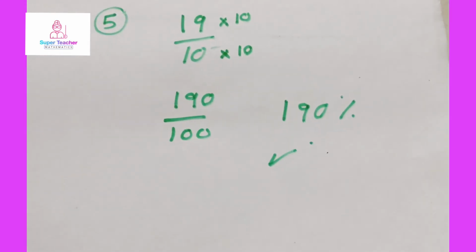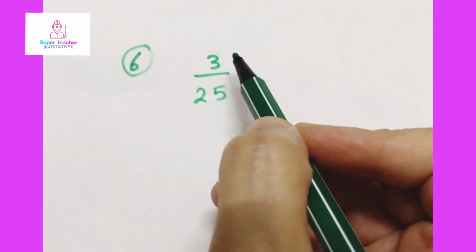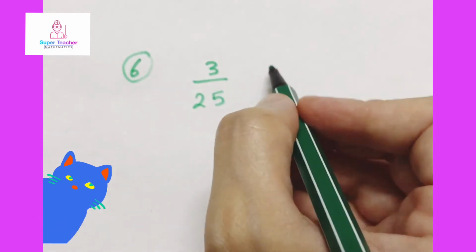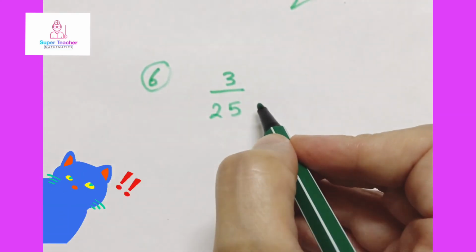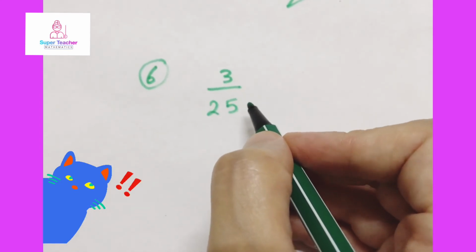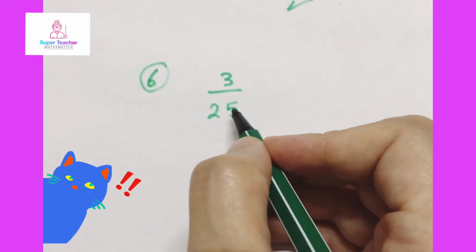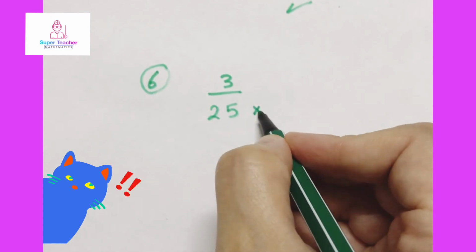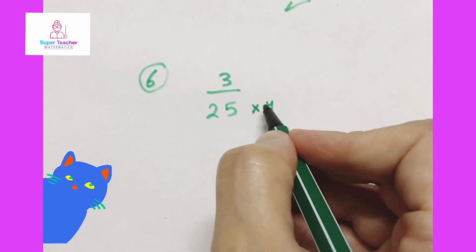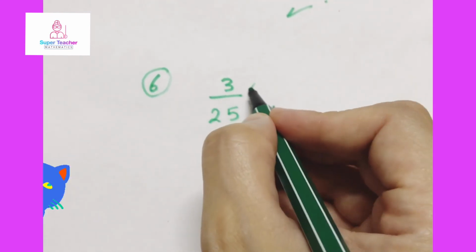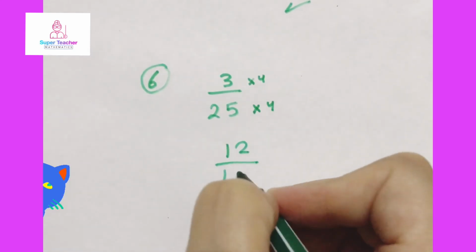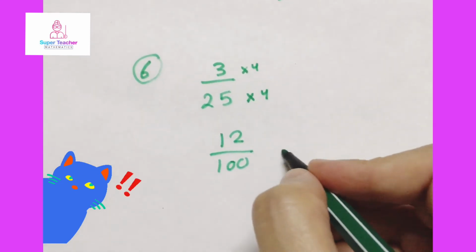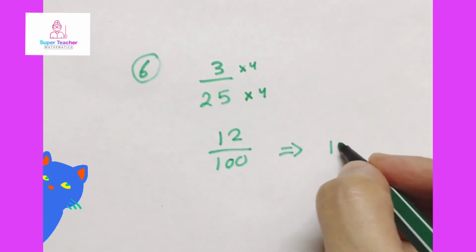Done. Last question, 3 over 25. I will change it to percent. As we did in the previous 2 questions, I have to make the denominator 100. So what times 25 equals 100? Yes, times 4, but I have to multiply the denominator and the numerator by 4. So it will be 12 over 100. So I'm going to write it as a percent. It will be 12%.